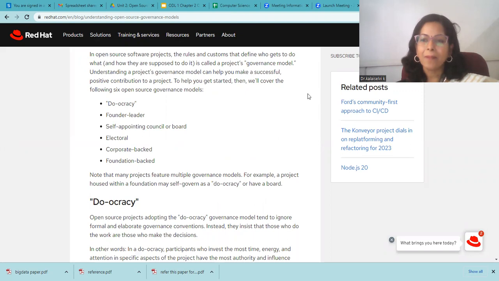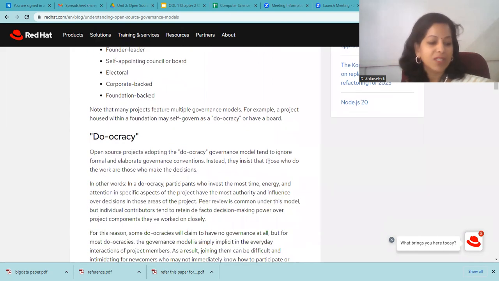What is a duocracy? Like, I want you to do something. I will not do anything at all, but I want you to do it. So it is like you ignore the formal, conventional model which is usually followed, but you insist somebody else does that. It's like, okay, this is a project. I've decided to do the project, and you are all the people who are going to do it.